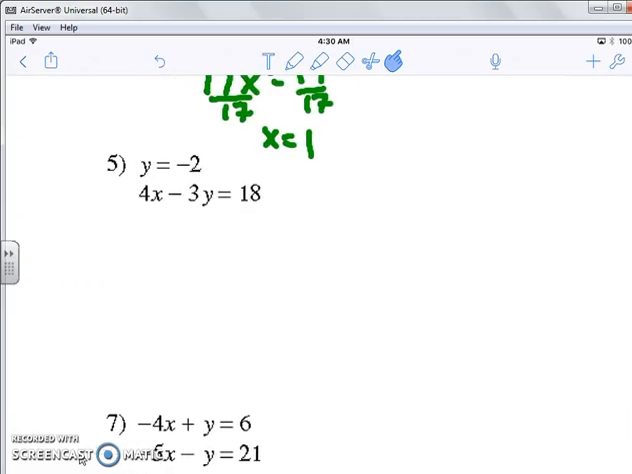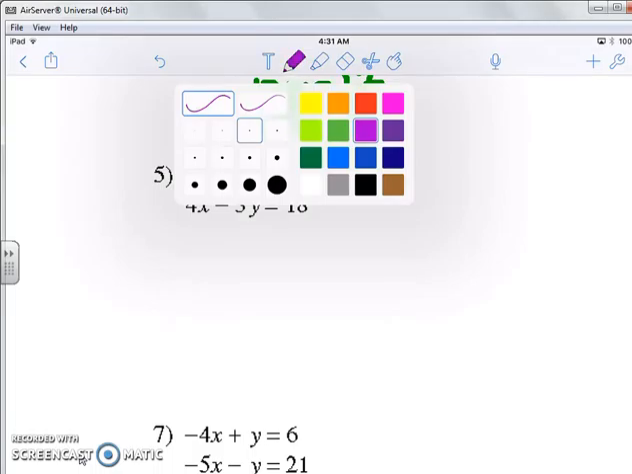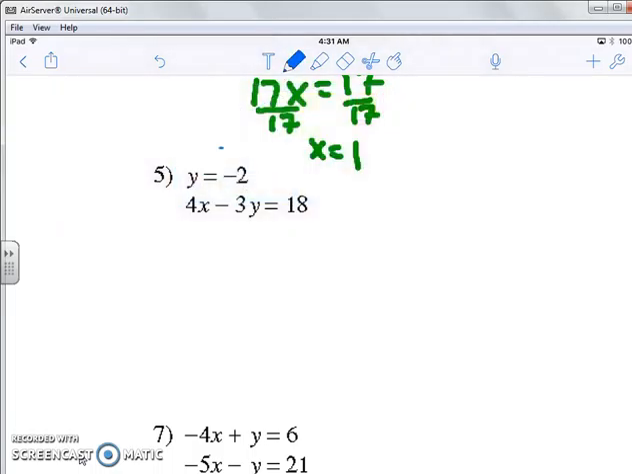Alright, hopefully you've had a chance to get caught up. This one is pretty nice, pretty accessible. Notice we already know what y is. Y equals -2. So this maybe should have been the first example that we tried. What we're going to do is plug in that -2 for y. So we're going to say 4x minus 3 times -2 equals 18.